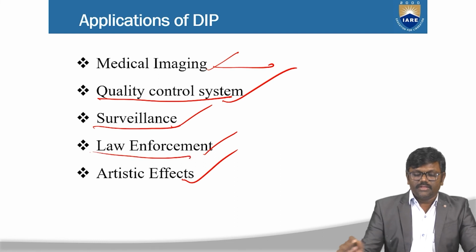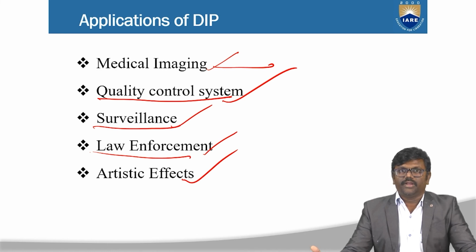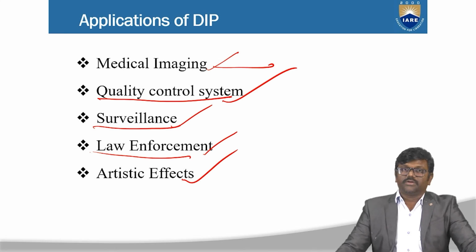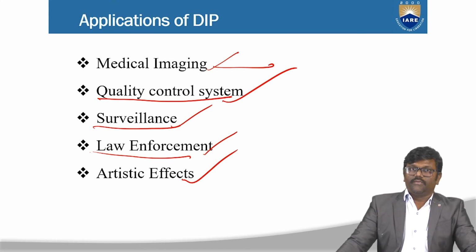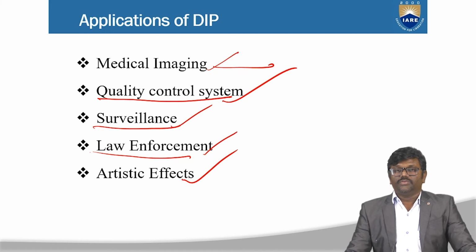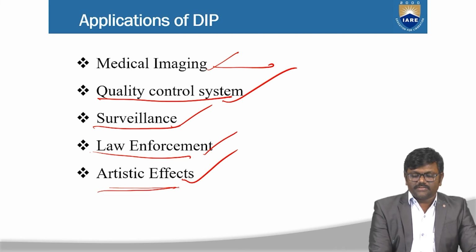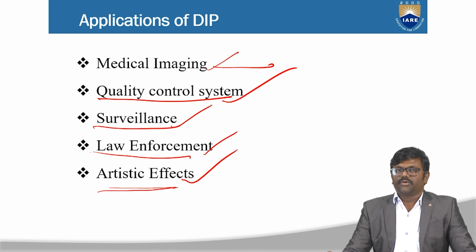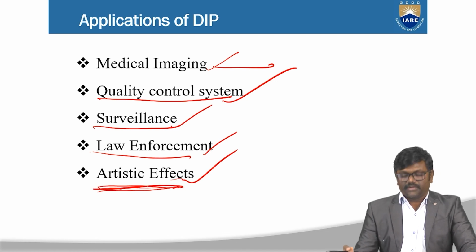Coming to the next one, law enforcement. What do you mean by law enforcement here? In the law enforcement department, preparation of documents is compulsory 100%. We prepare them in a good manner, not only for safety and security, but also to avoid any misuse of the prepared law enforcement documents. Next, another one is artistic effects. Here we can prepare any type of movie assistance using digital image processing. Later I will talk in detail about these artistic effects also.